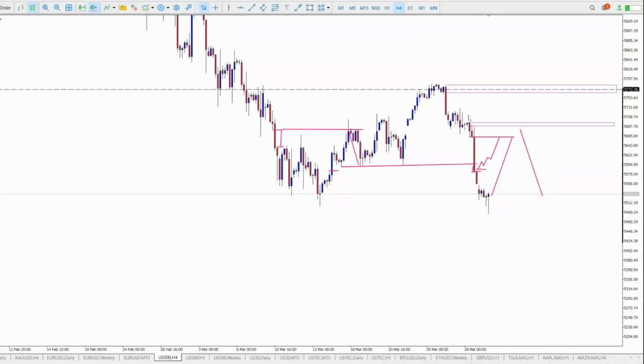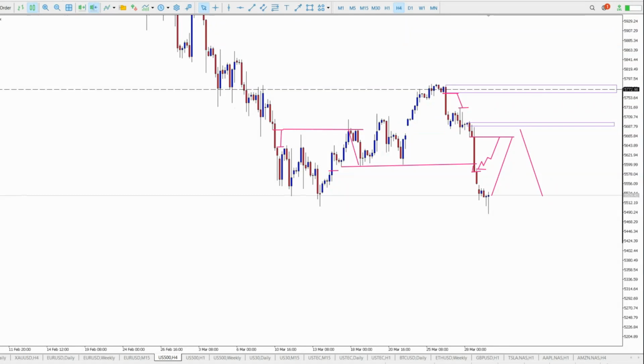Okay. There's also a gap here. You can see that too. We have a difference between these levels here, as you can see, and this is a gap. So the market will sooner or later want to fill in that gap.